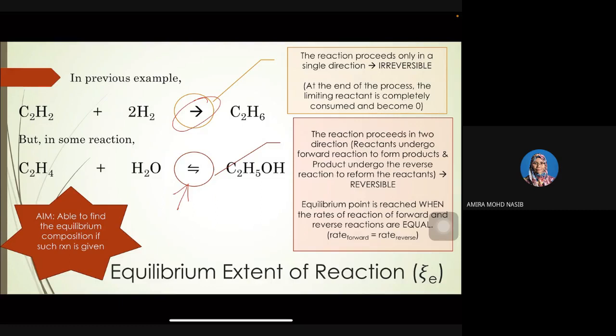However, this type of reaction will reach an equilibrium point when the rates of reaction for forward and reverse are the same or equal. That means at that time you have achieved the equilibrium point, where the rates of the forward and reverse reactions are the same.